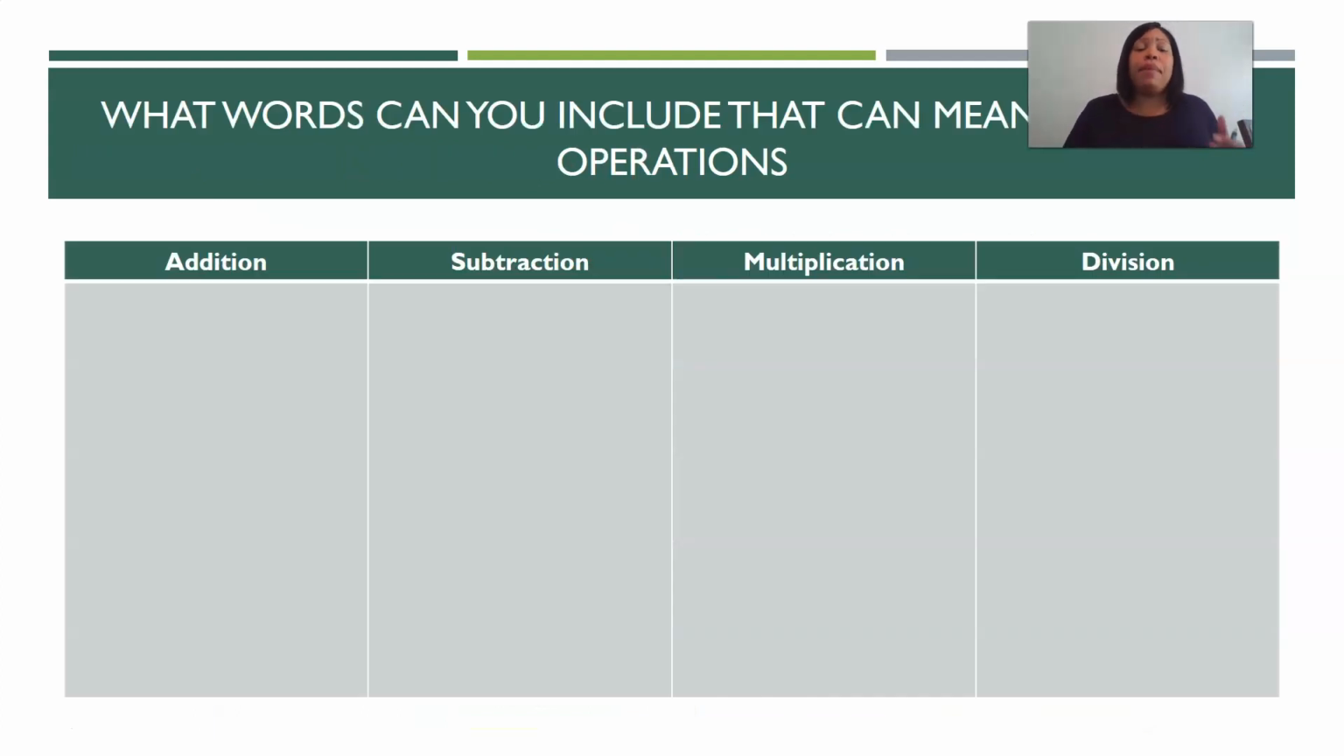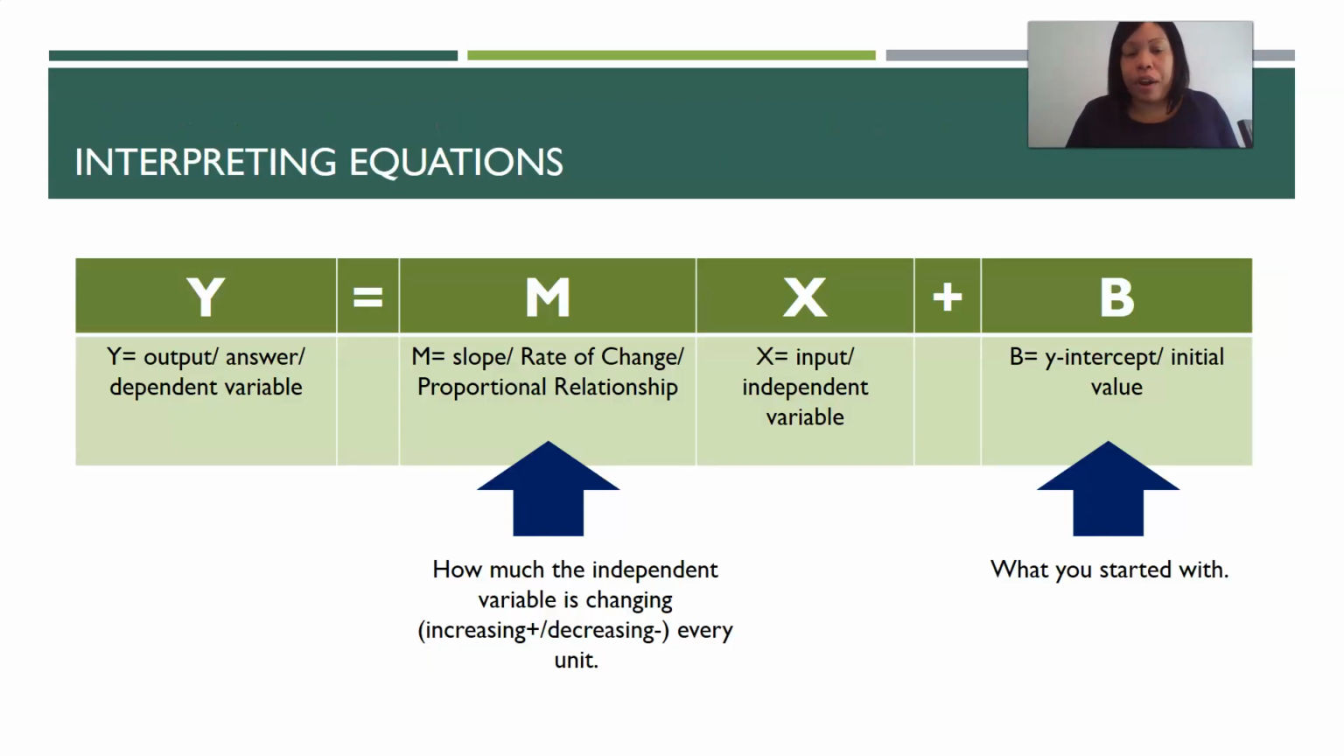Then I want you to take a minute and reflect: what words can you include that mean different operations? Such as, if I'm losing 2 gallons, what operation would that be? If I'm gaining 2 groups at the same time, what operation would that be? Or if I'm getting paid, if I'm paying out. Those are 2 different things. If I'm getting paid, then yes, I'm gaining money. But if I'm paying out, I'm losing money. So I want you to create your own words of how that works out.